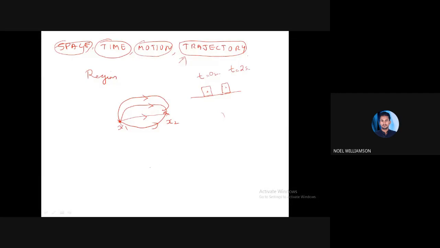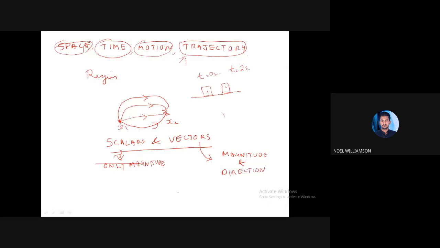Now next we can see two terms. That is, in physics you have already learned, scalars and vectors, scalar quantities and vector quantities. So what is a scalar quantity and what is a vector quantity? You are already aware of that. Scalar quantities are those which are completely defined by only magnitude, and a vector has both magnitude and direction, right? So what are the examples for scalar quantity?